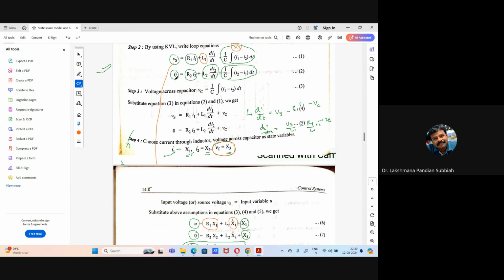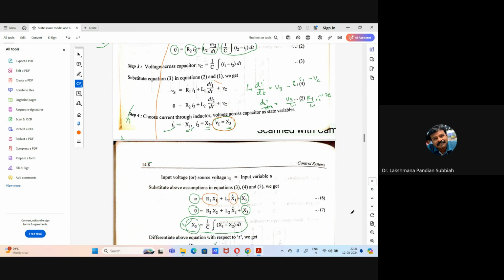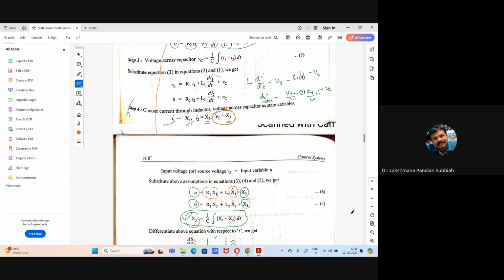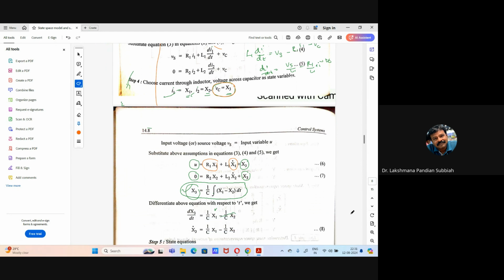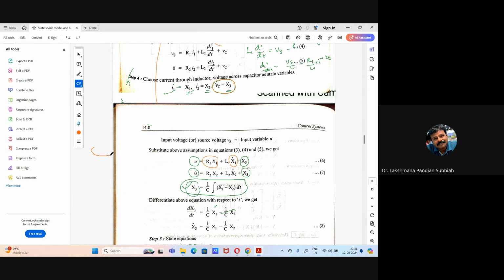Similarly for the second equation: 0 equals R2 x2, then L2 and x2 dot, then x3. Then the output x3 equals 1 by C integral of x1 minus x2, so x3 dot is this equation.